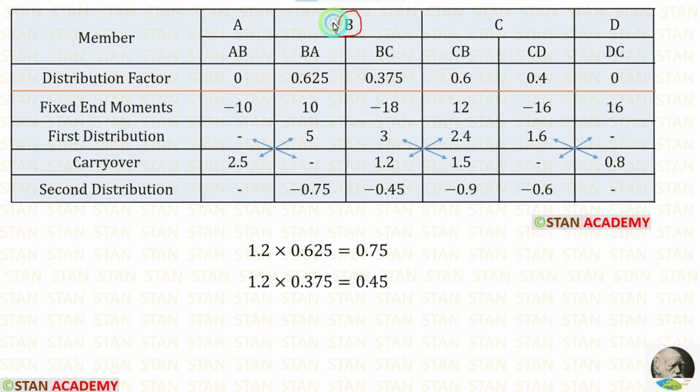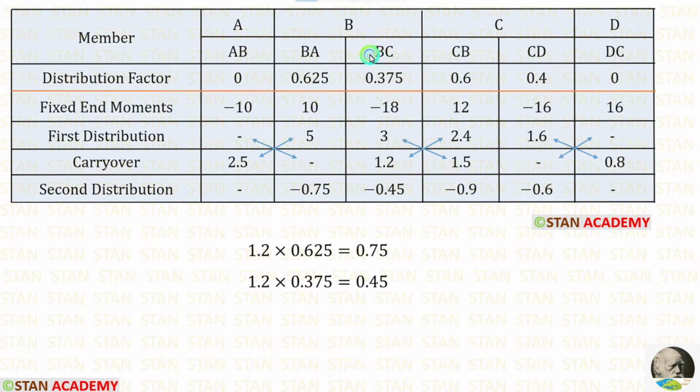Now, under the joint B, there is only one value. For BC, we have 1.2. For BA, there is no value. So now we can easily make the distribution. First, let us make the distribution for BA. For that, we have to multiply this value with the distribution factor. When we do that, we are getting positive value. So we are entering inside the table as negative.